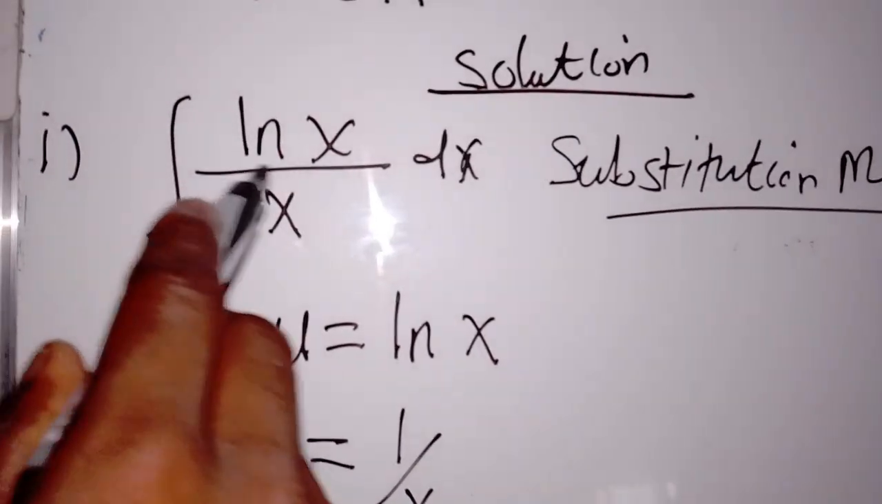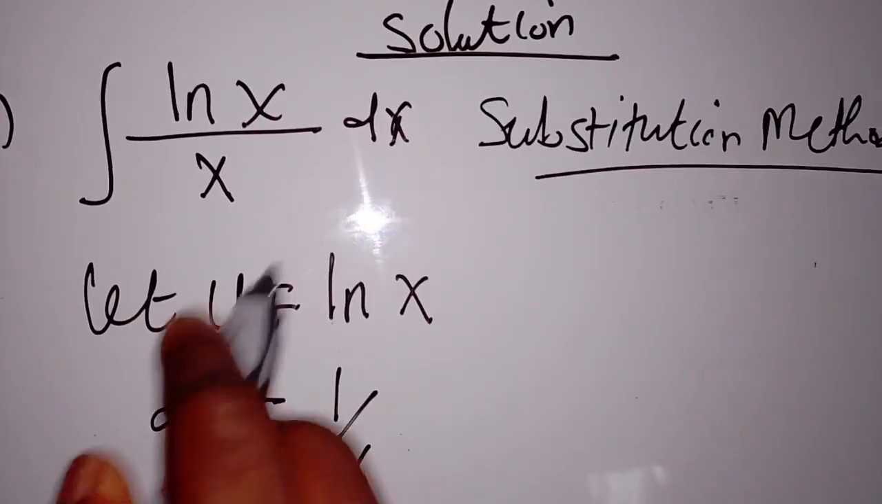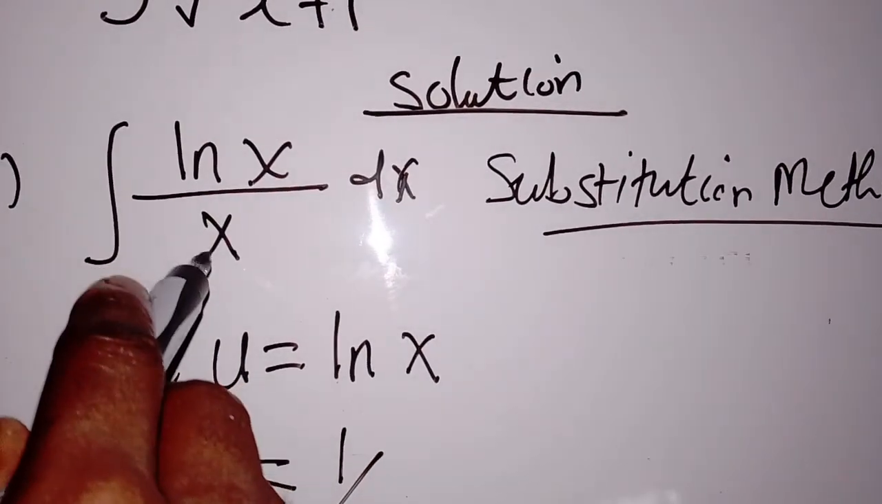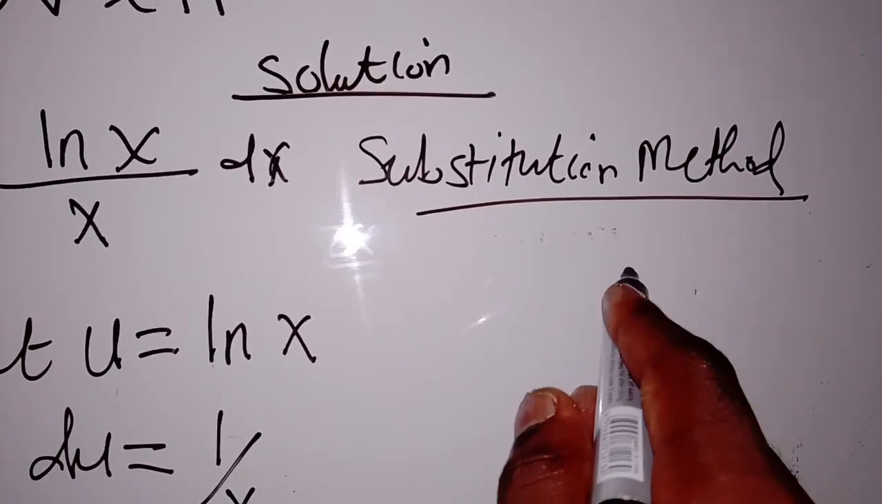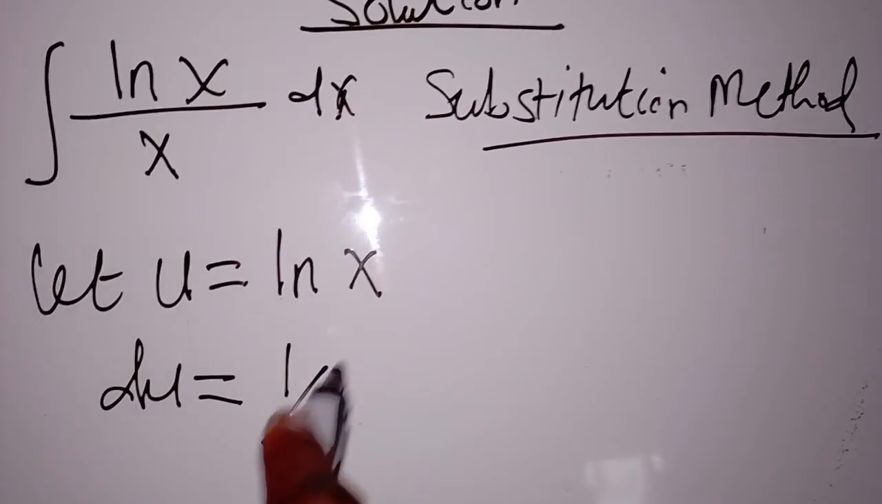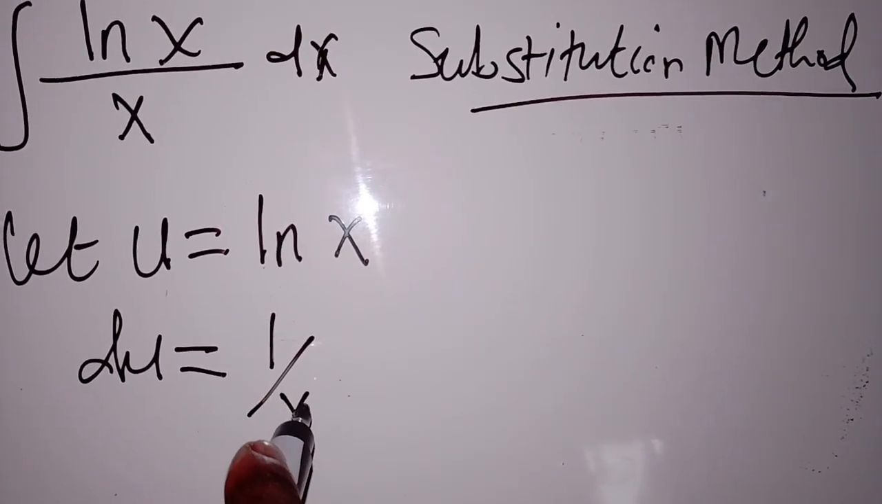If you have something, you don't have to go direct to integration. You have to involve what? Differentiation. So in ln x over x, you have to use the substitution method. In that case, let u equal ln x. So du will be what? 1 over x.